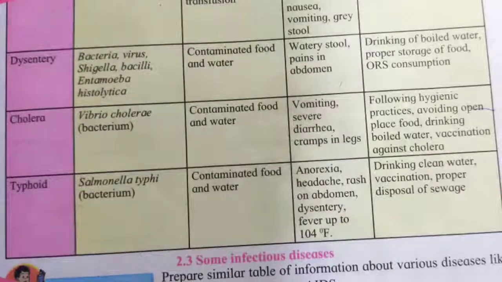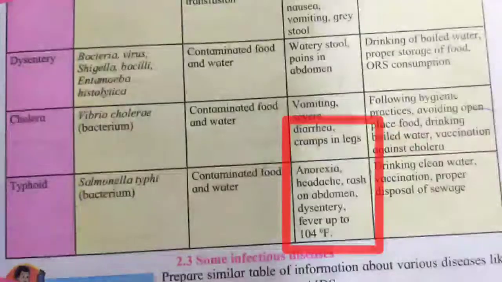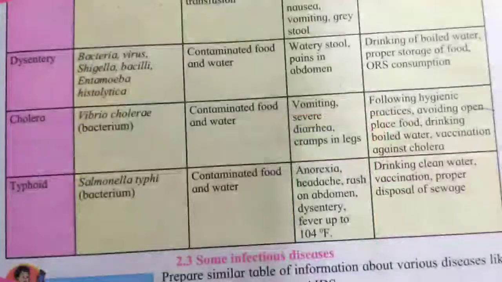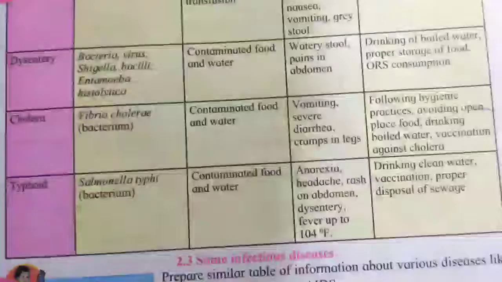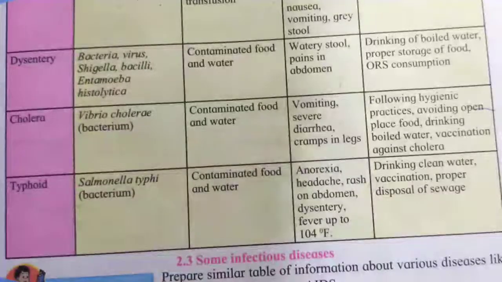And its symptoms are anorexia, headache, rash on abdomen, dysentery, and fever up to 104 degree Fahrenheit. To prevent that, what we have to do is take clean drinking water. Second, we can tell vaccination. Third, proper disposal of sewage.